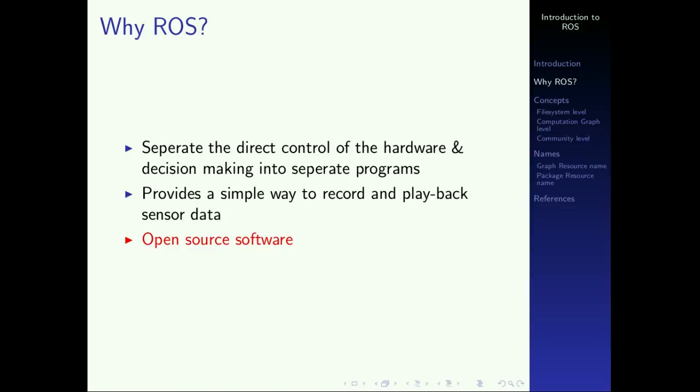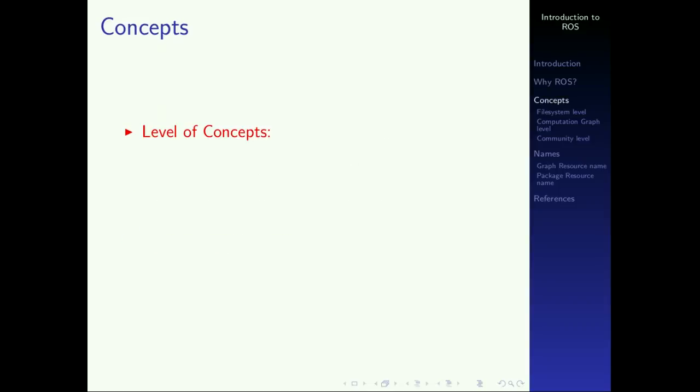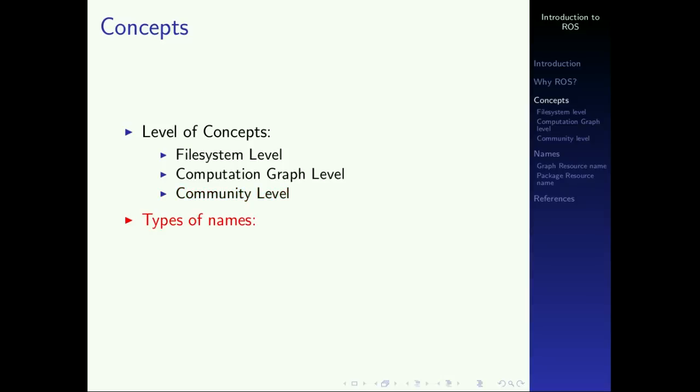In order to understand ROS, we have to understand its concepts first. There are three levels of concepts named file system level, computation graph level and community level. In addition to these, ROS also defines two types of names, package resource names and graph resource names. So let's start with the first, the ROS file system level.